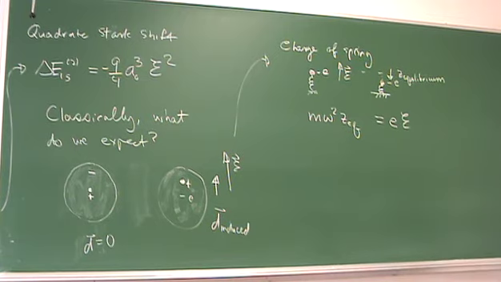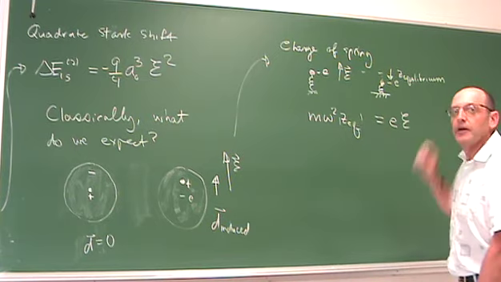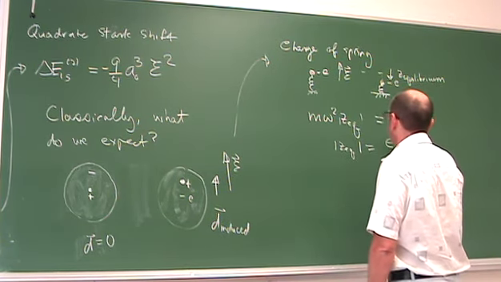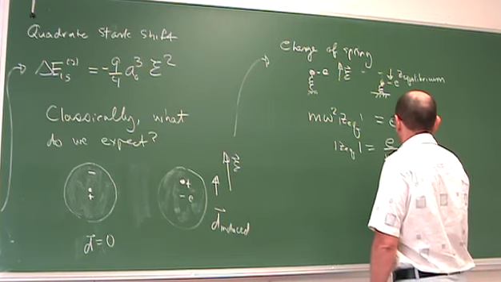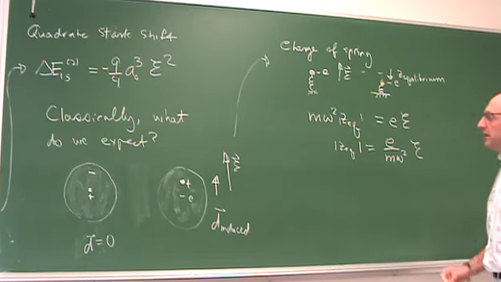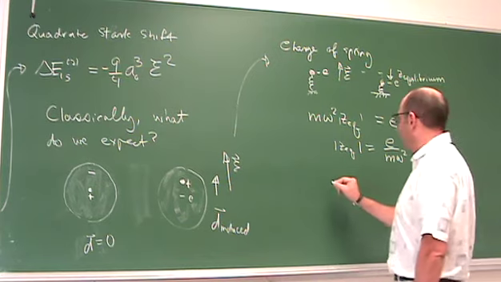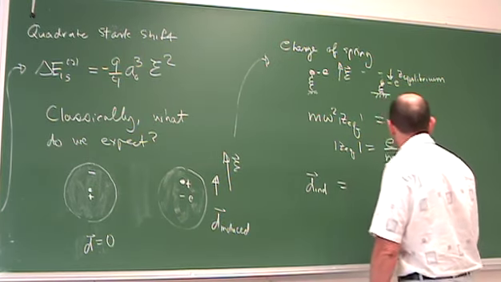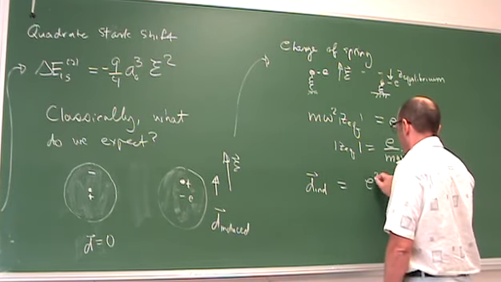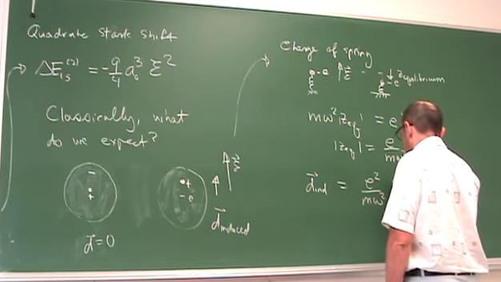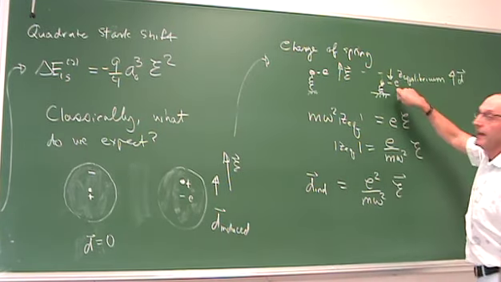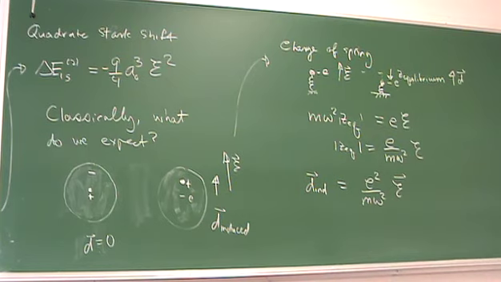Okay? The magnitude of this, right? So the magnitude of my position here is E over m omega squared times the electric field, which says that the induced dipole moment is equal to E squared over m omega squared in the direction of the electric field, because this is a negative charge, the dipole moment is up, so it's in the same direction as the field. Okay?